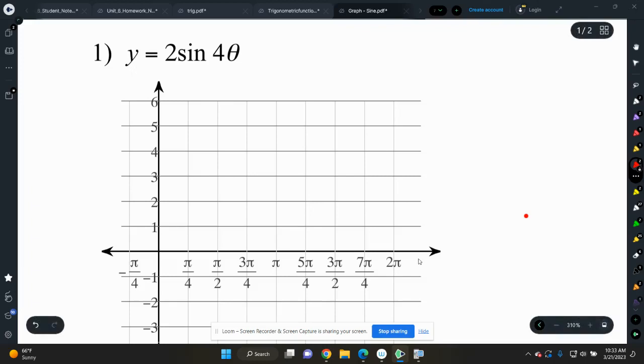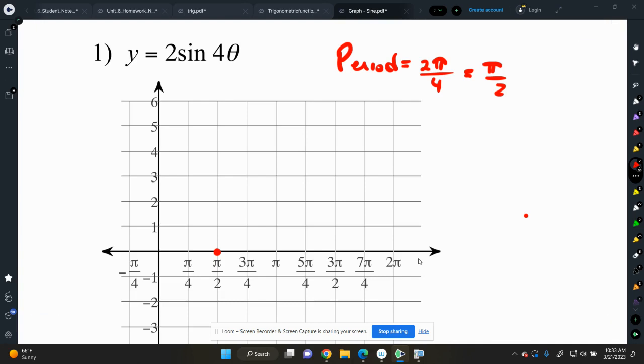Okay, how do we determine the period of the function? Right. So my period is going to be 2 pi over 4. So that's pi over 2. So that means it's going to take pi over 2 units to complete one full cycle. And the amplitude is 2.